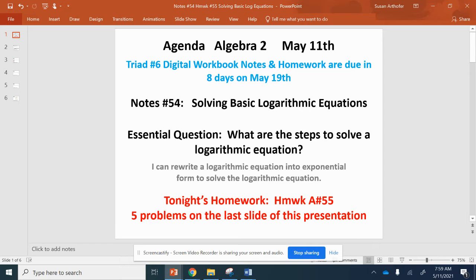So today we're going to do Notes 54, solving basic logarithmic equations. Your essential question at the top of the page is, what are the steps to solve a logarithmic equation? And by the end of this video, you should be able to say that you can rewrite a logarithmic equation into exponential form to solve the log equation. There's 5 problems on the last slide of this presentation for you to do for homework tonight.